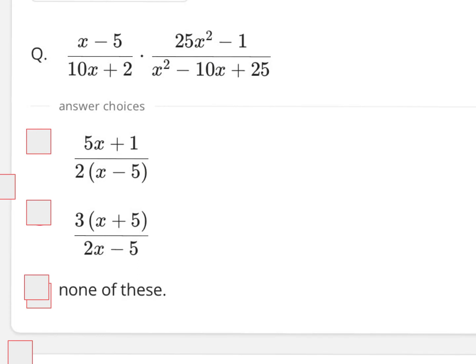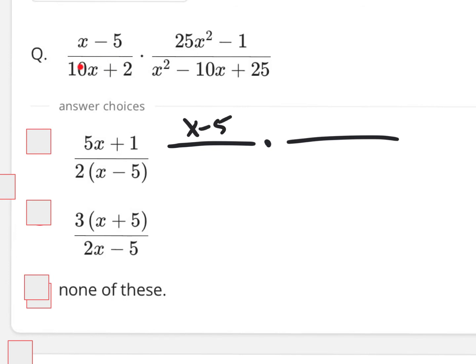So, again, we have multiplication of two fractions. You want to factor everything possible, and then you want to cancel, okay? So, on the first fraction, there's nothing to factor up here, so that's going to stay exactly the way it is, x minus 5.